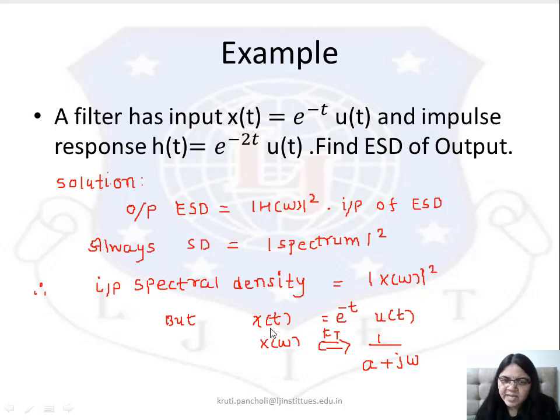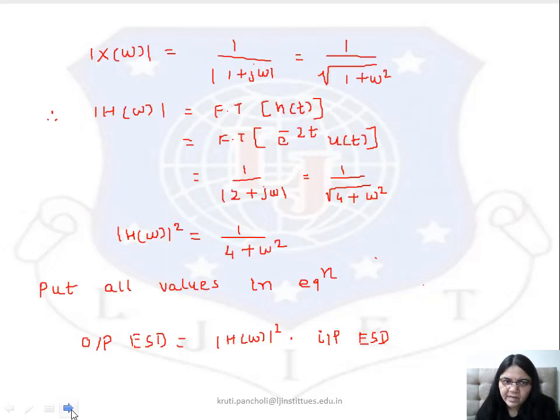But we know that what is my x(t)? x(t) is e raised to minus t u(t). We know the Fourier transform of e raised to minus t u(t) is 1 upon 1 plus j omega. So now putting the value, modulus of X(omega) equal to 1 upon modulus of 1 plus j omega. It is equal to 1 upon square root of 1 plus omega squared.